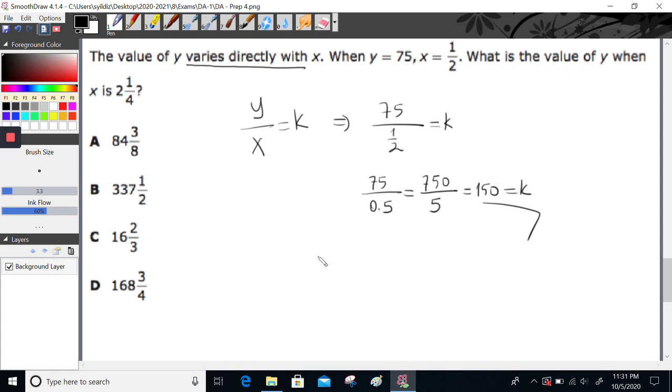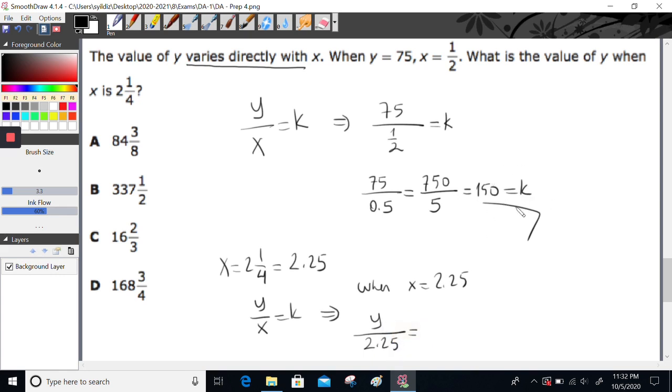What is the value of y when x is 2 and 1 over 4? 1 over 4 is 0.25, so 2 and 1 over 4 is 2.25. 2.25 is x. So we know that y over x is always k. So y over 2.25 is equal to k, and k is 150. So y equals, we multiply 150 by 2.25 to find y. 150 times 2.25.